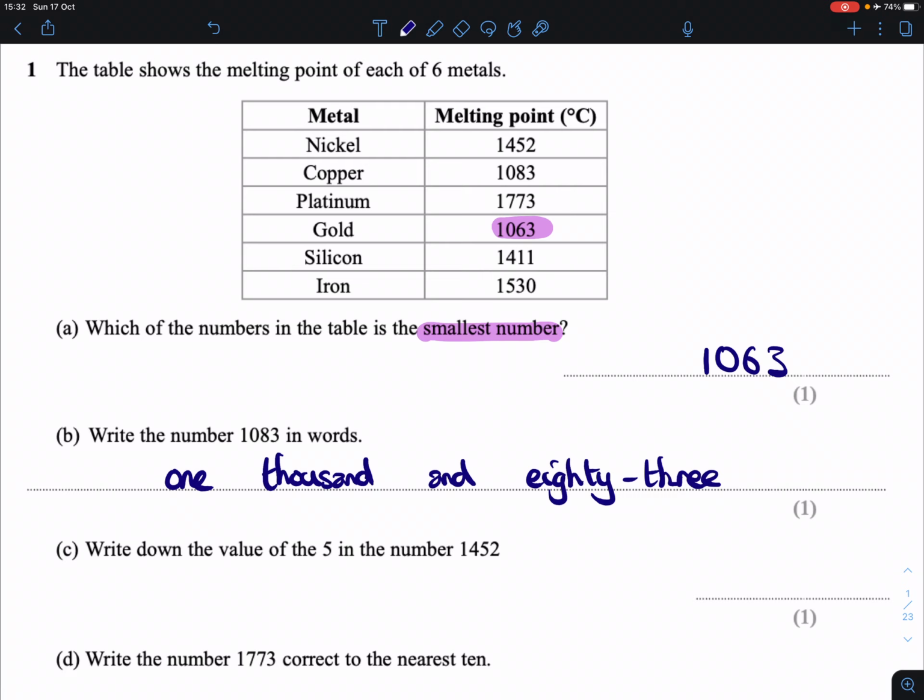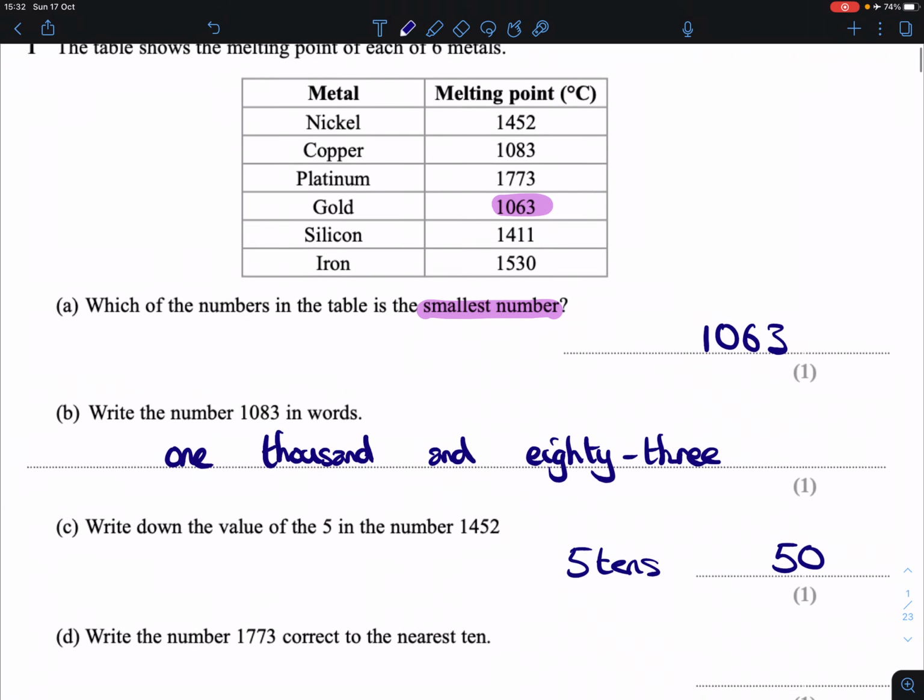Part C, write down the value of the 5 in the number 1452. There's many ways you can write this. The 5 itself stands for 50. You could also write the fact that it stands for 5 tens. Either of those would be correct in terms of identifying what the 5 is.